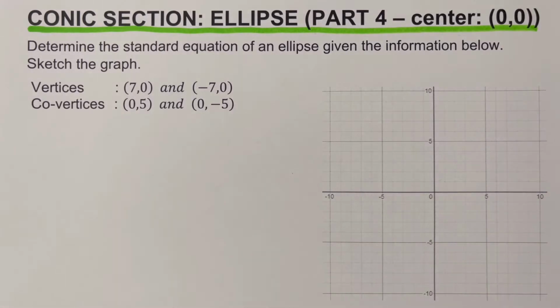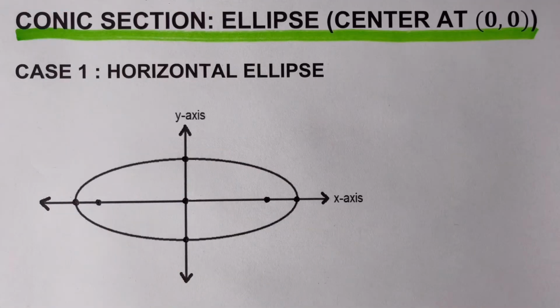Before we go over this example, let's review the parts of an ellipse and the two cases of an ellipse with center at (0, 0), or at the point of origin. We remember that there are two cases of an ellipse. The first case here is the horizontal ellipse. Before we go over this case, let's have the parts of every ellipse.